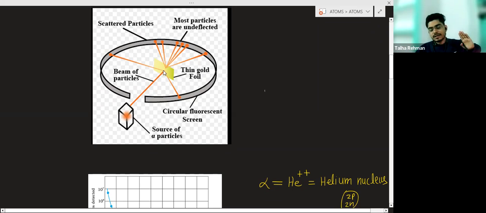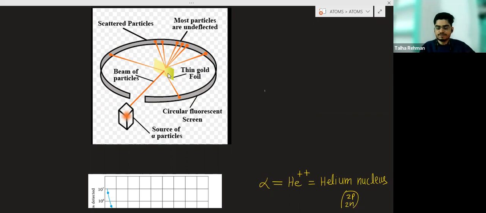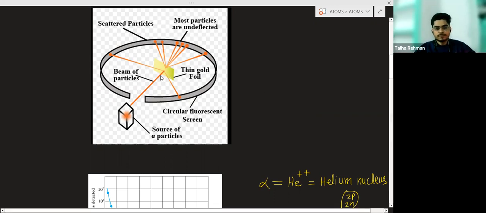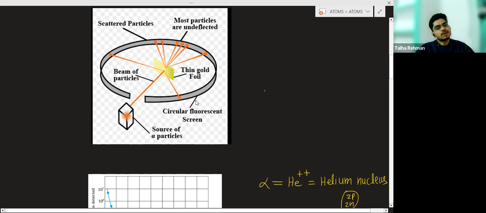Most of the alpha particles in this experiment passed straight through. I will tell you the reason why this happened. Some of the alpha particles are deflected by more than a 1-degree angle, some by more than 90 degrees. And one alpha particle out of 10 to the power 6 alpha particles is reflected back, deflected with an angle of 180 degrees.